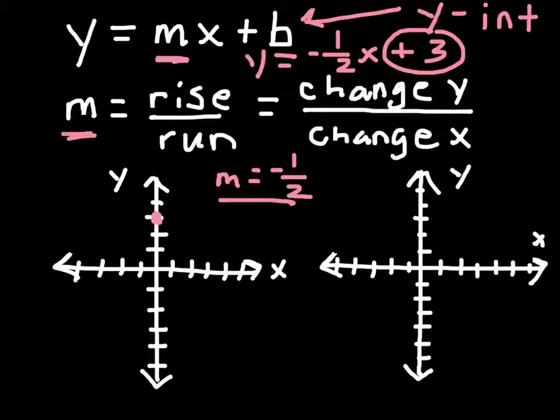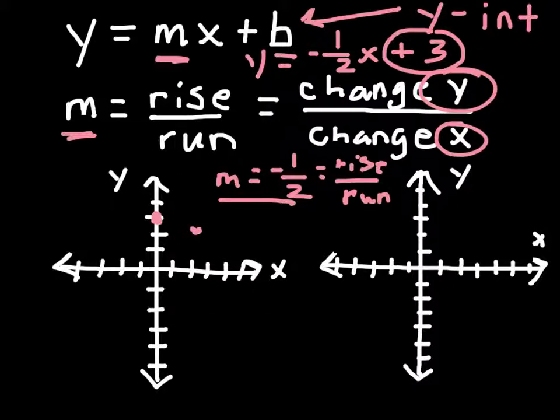Now, here's how I use slope to get some really easy points for the rest of my line. Well, I know the line's going to fall, right? And I know that slope is equal to rise over run. So, the top number is how far up or down I move, which is the y. And the bottom number, the run, is how far left or right I move. So, from this point that I graphed on the y-axis, I could go down 1 and then right 2. So it'd be about right there.